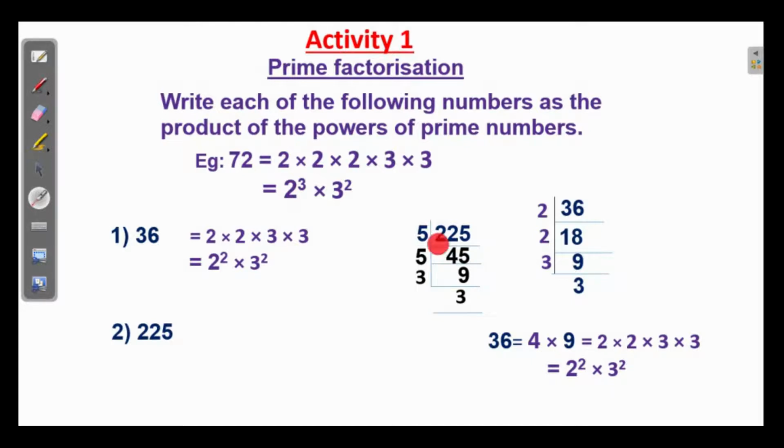You can see 2 plus 2, 4. 4 plus 5, 9. The sum of the digits is equal to 9. So 3 is a factor. You can divide it by 3 first. Then also you will get the same result as 3 square into 5 square. Okay. Do it. Try it yourself.